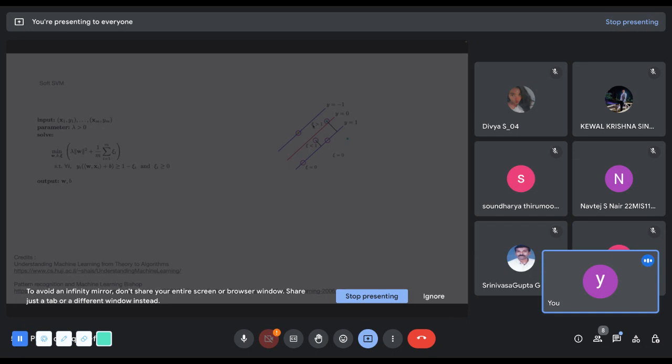The reason you do this is because the data need not be separable. That is not in your control. So you allow some mistakes to happen. Out of 100 points, let's say you're okay with 5 points being classified incorrectly.